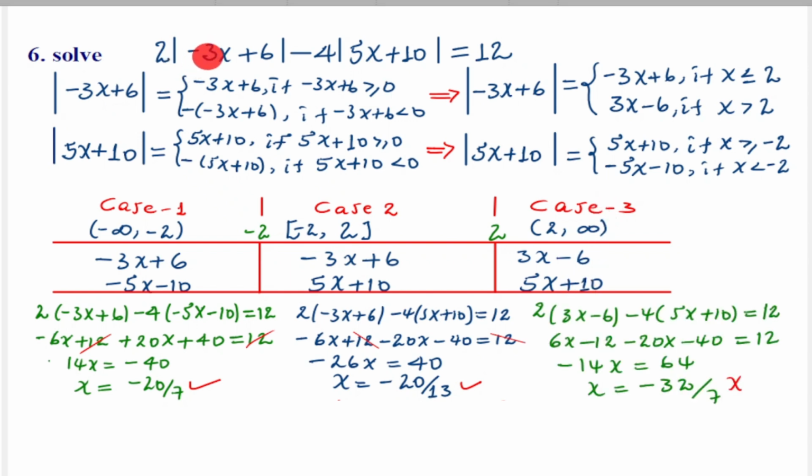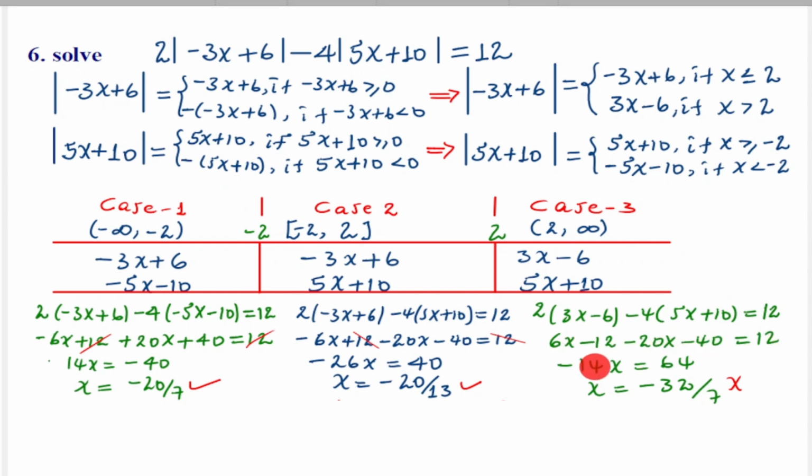Case 3, 2 times absolute value of minus 3x plus 6. The output of absolute value of minus 3x plus 6 is 3x minus 6, minus 4 times absolute value of 5x plus 10. The output of this absolute value is 5x plus 10, is equal to 12. Then multiply 3x minus 6 by 2, we get 6x minus 12. Multiply 5x plus 10 by minus 4, we get minus 20x minus 40 is equal to 12.